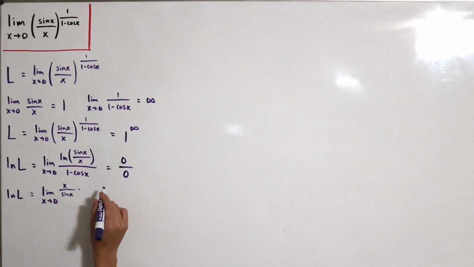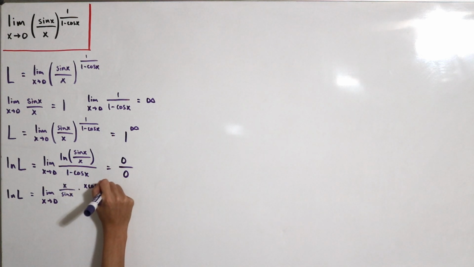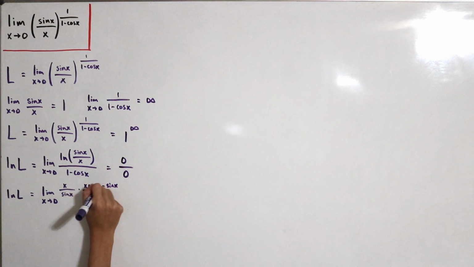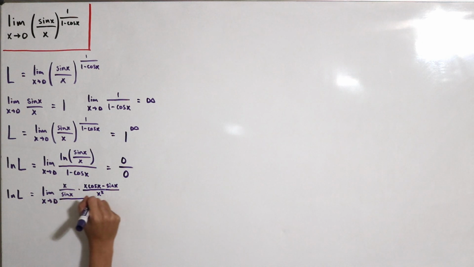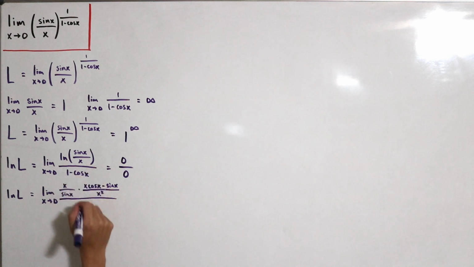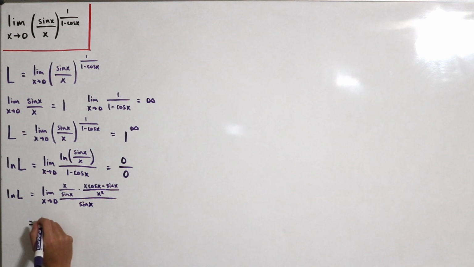If you solve this out, we get x times cosine of x minus sine of x, divided by x squared. Then we take the derivative of the bottom, which is negative cosine of x, that's just sine of x. And then we keep rewriting to simplify things.